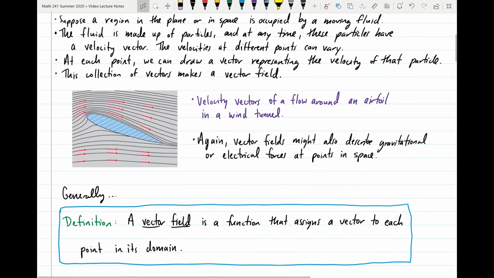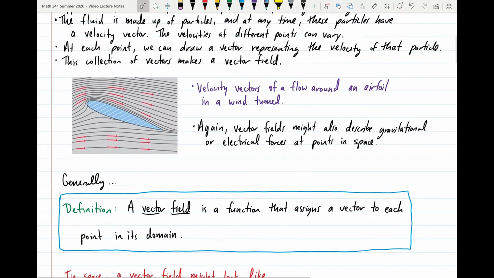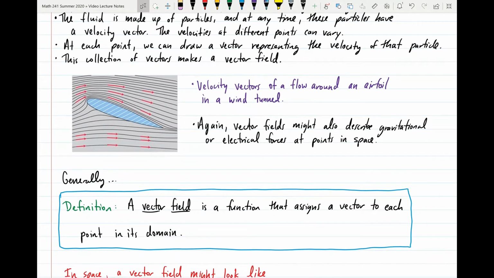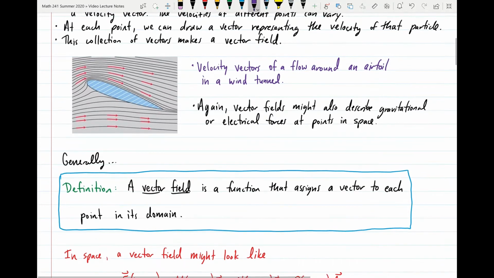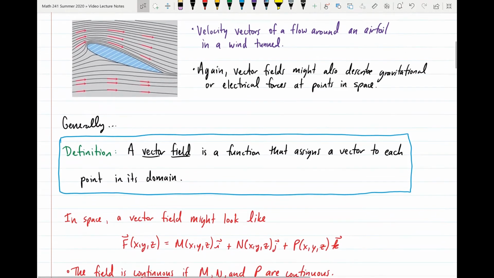So it's a bunch of different vectors being associated to each point inside of some region. In the example that I have down here, we have velocity vectors corresponding to the flow of air around an airfoil in a wind tunnel. You can see that if you pick different points along the black curves that are going around the airfoil here, you're going to have different velocity vectors corresponding to the different points that you choose. But again, vector fields might also describe gravitational or electrical forces at points in space, in which case we're not talking about a moving object.